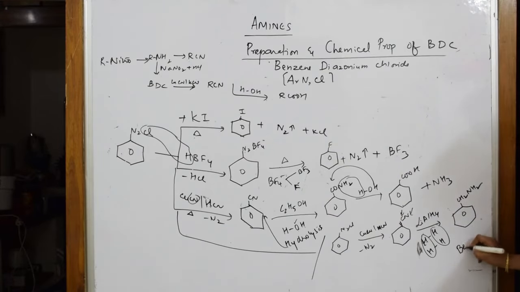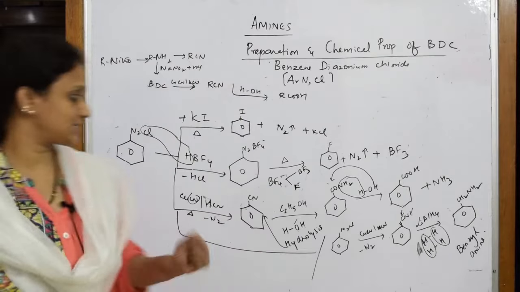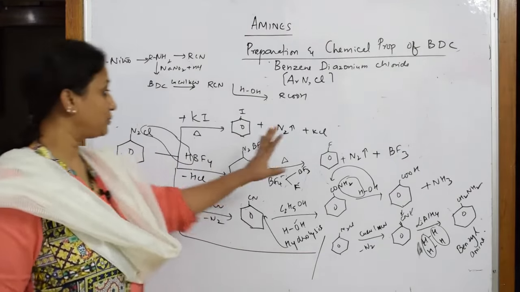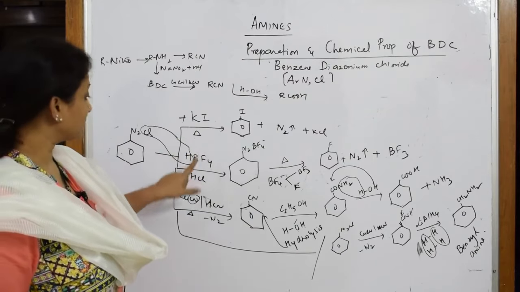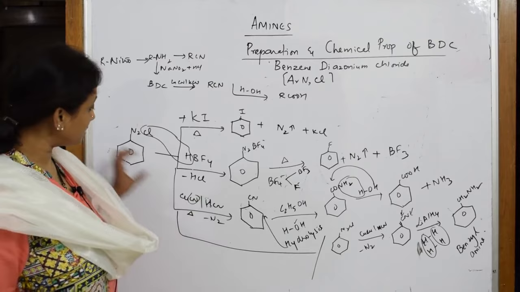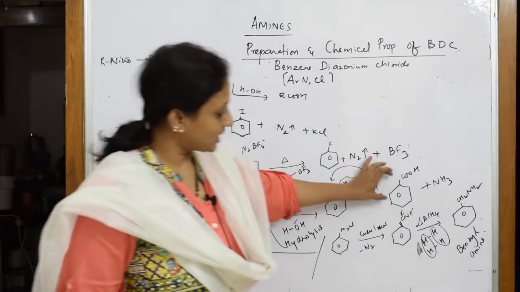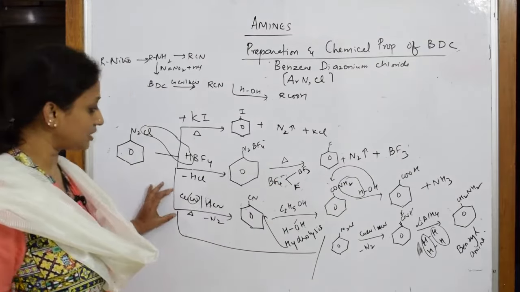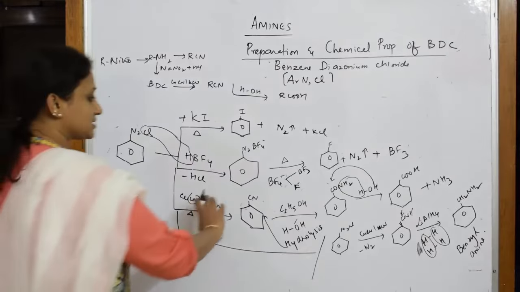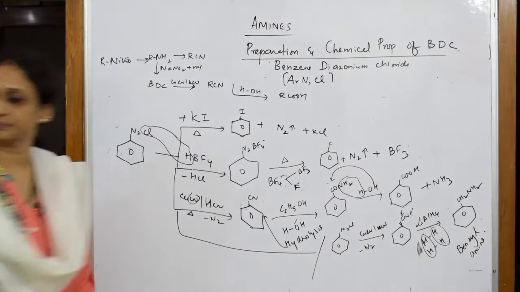This is called benzylamine. Right? So simple. Let us come back and see many reactions. First, if you want to prepare iodobenzene, this is the reagent. Fluorobenzene, this is the reagent. If you have to convert BDC to acid, or if you want to convert BDC to benzylamine, this is the first step. This is the second step.